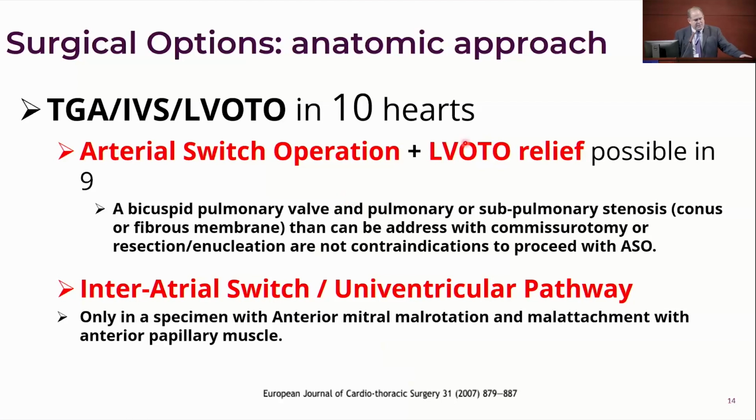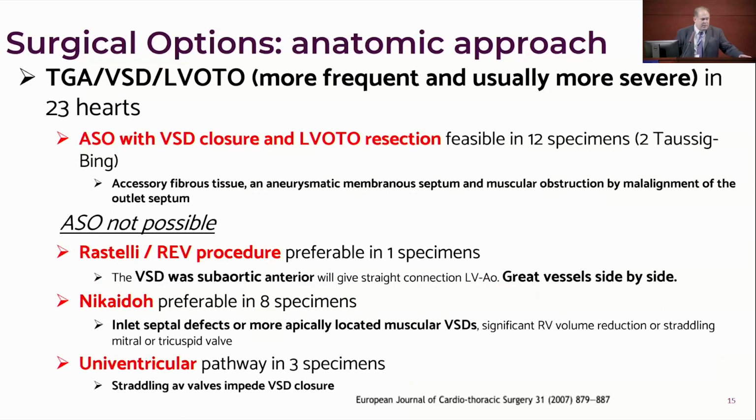And in this paper, Dr. Hasekamp reviews all the anatomies, the specimens, and then describes when it's considered to do an arterial switch, LVOT relief, which patients you can consider for a univentricular approach, and which patients have a more severe LVOT that requires a Cairo or Rastelli. It's a very, very nice paper to evaluate these specimens.